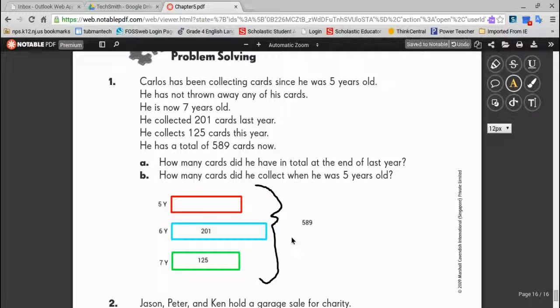So here we go. How many cards did he have in total at the end of last year? So at the end of last year, which would be on year 6, he had how many? And this is what we're going to try to find out first. Well, all we have to do then is to figure out, well, he collected 125 cards this year and now he has 589. So at the end of last year, all we have to do is take that away. We take 7 years old away, and we can find out how many cards he has in total at age 6. So let's do that right now.